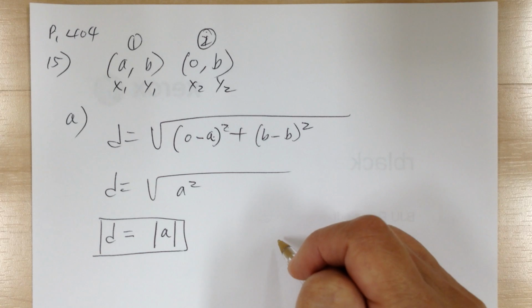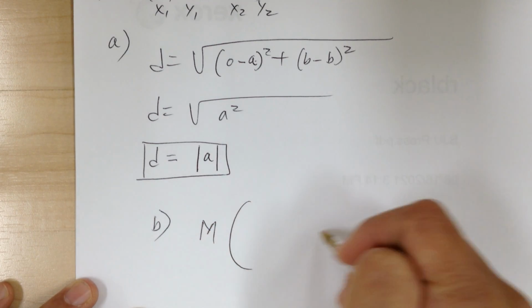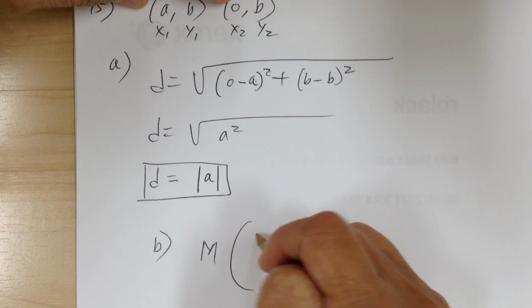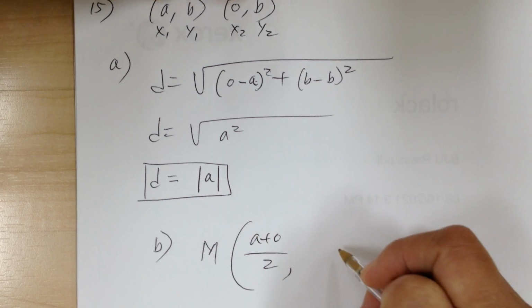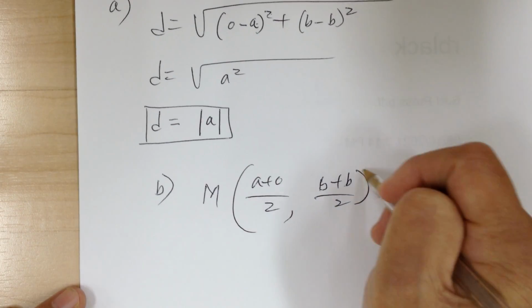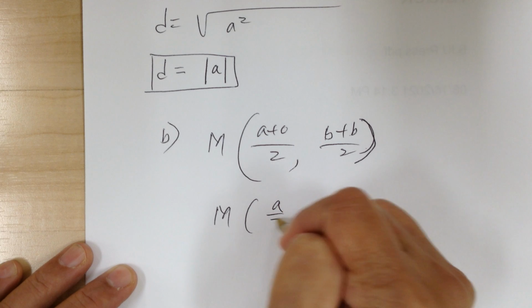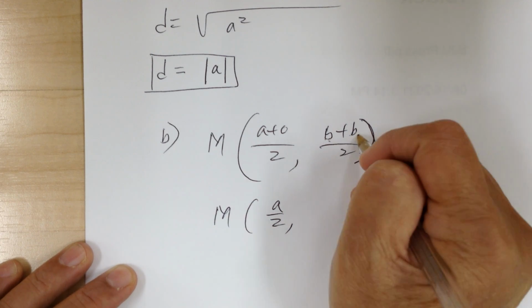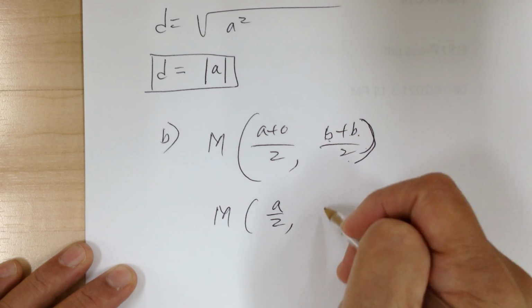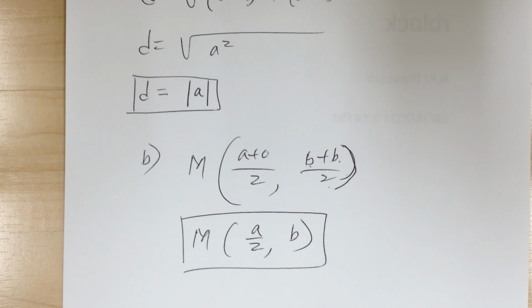Now for part B, the midpoint, you just average the two. So you're going to get A plus 0 over 2, and B plus B over 2. So that's your midpoint. You just add and divide by 2. So you're going to get A over 2, and B plus B is 2B, divide by 2, you're going to get B. Okay, and that's it.